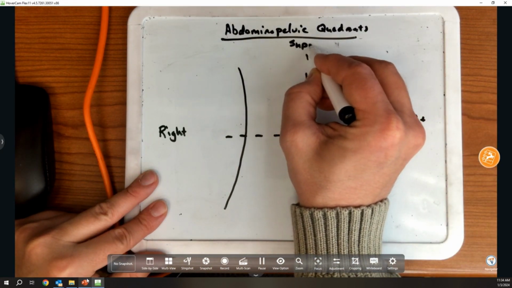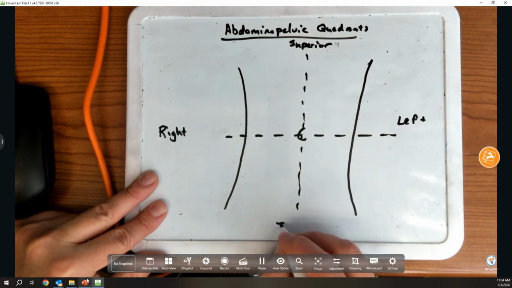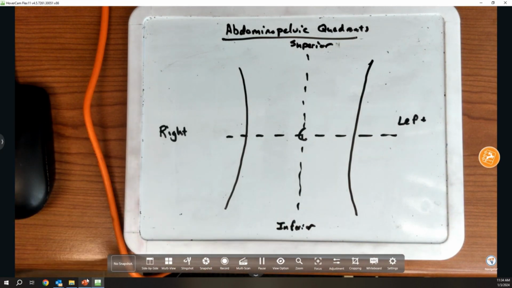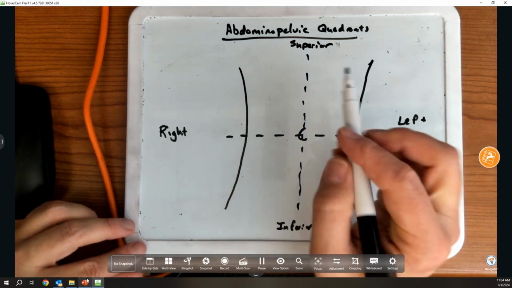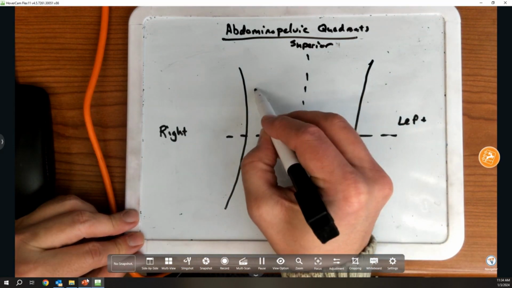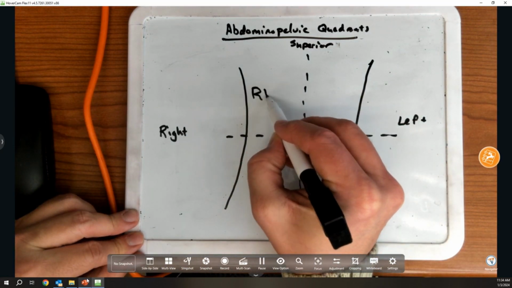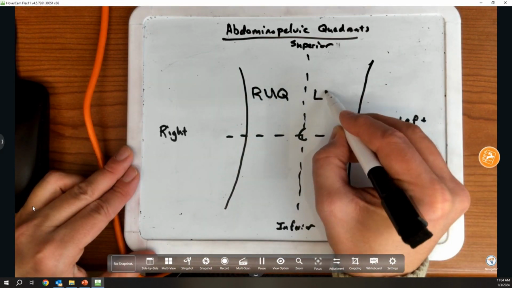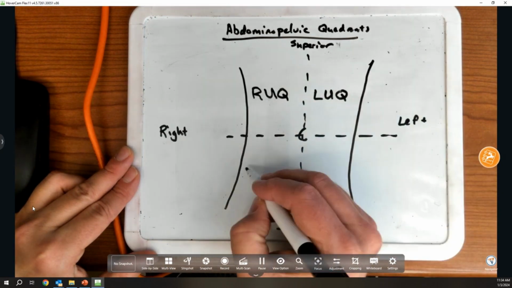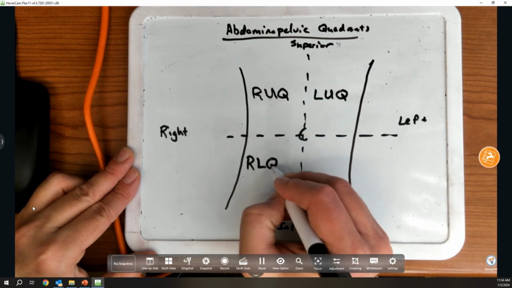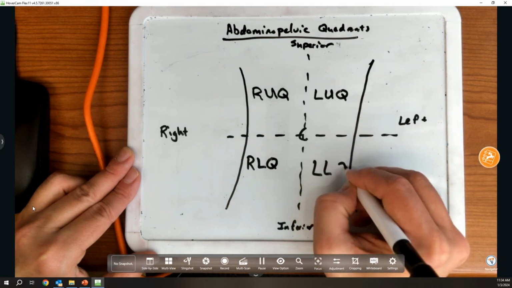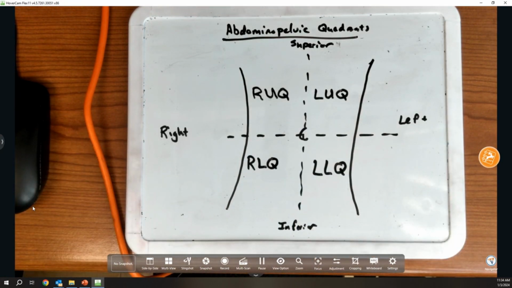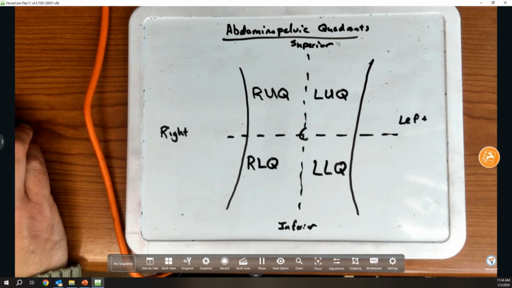This is superior, and this is inferior. Now, I realize we haven't used the word superior and inferior yet, but I'm going to go ahead and put it up here. I could say upper and lower. Okay, so this is the right upper quadrant, and this is the left upper quadrant. This is the right lower quadrant, and this is the left lower quadrant. Okay? So that's your quadrants.